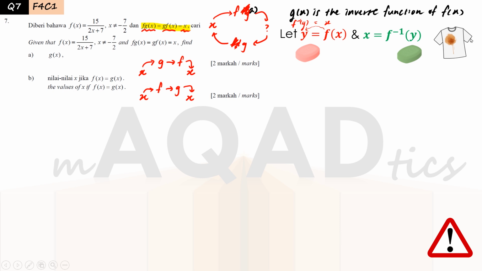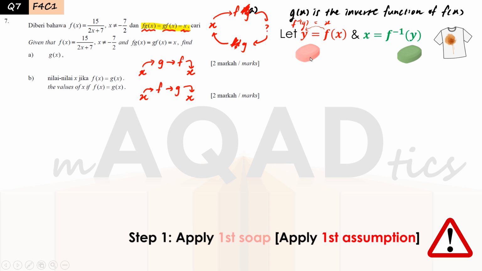So going back to the shirt here, the first step to clean this shirt is to apply the first soap and clean the outside of the shirt first, right? So this means that for the function here, we need to apply the first assumption that we have to change f of x to y.